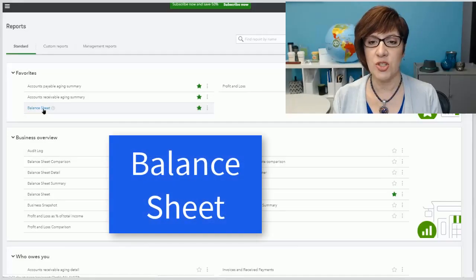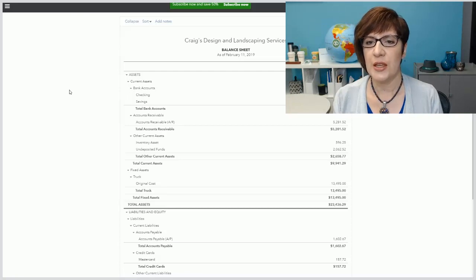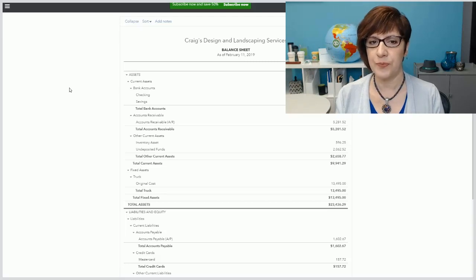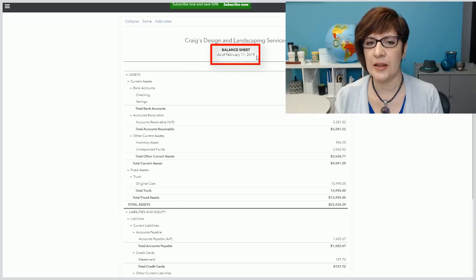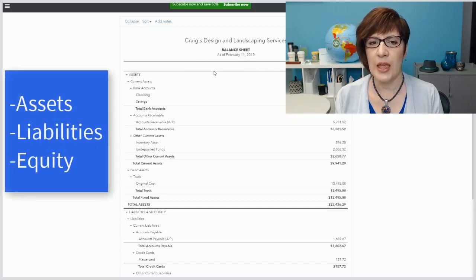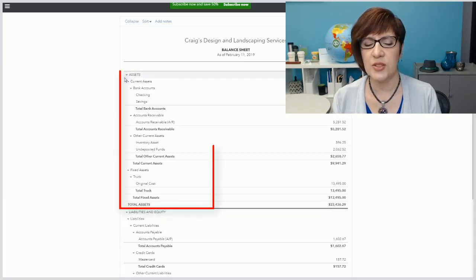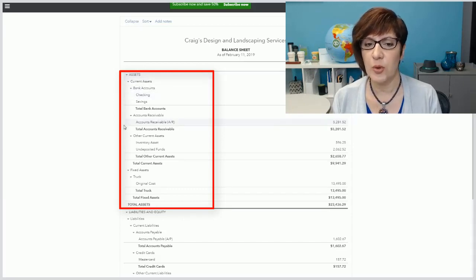Now we'll look at the balance sheet. The balance sheet is a report of balances as of a point in time. So that's why it says like as of February 11th, 2019. It's as of that date. And it will show you assets and then liabilities and equities. Assets are the things that you own. So your bank accounts, your receivables, inventory, fixed assets. Those are the things that you own. That's why they're called assets.